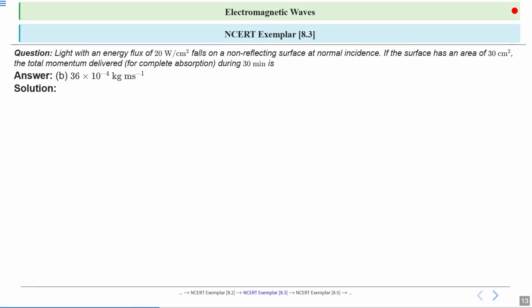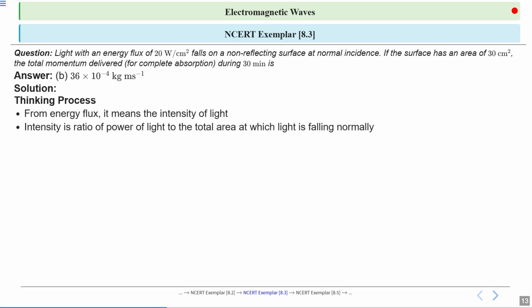So the correct option is B, 36 into 10 to the power minus 4 kg meter per second. So what is the thinking process for that question? Energy flux means the intensity of light. Intensity is the ratio of power of the light to the total area, or we can say intensity is defined as energy per unit area per unit time of any electromagnetic wave. So intensity is the ratio of power of light to the total area at which light is falling normally.